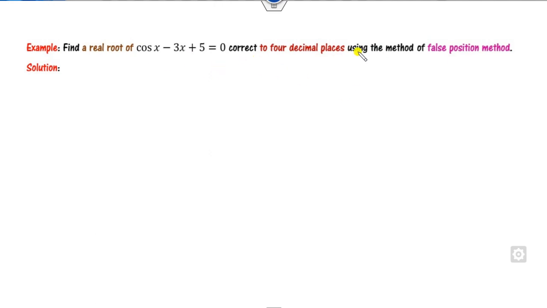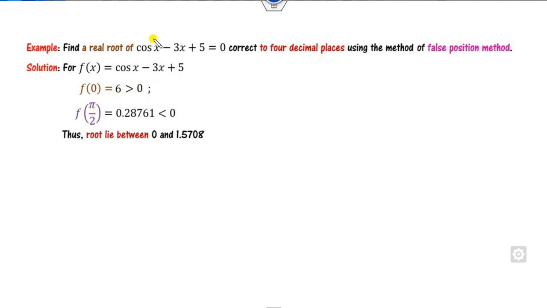Okay, look at this another one. Now again you need 4 decimal places by using the false position method. That's Regula Falsi. Again this has sine and cosine terms, so you have to set your angles in radian form. So let's say now clearly f of 0 is 6, a positive number.